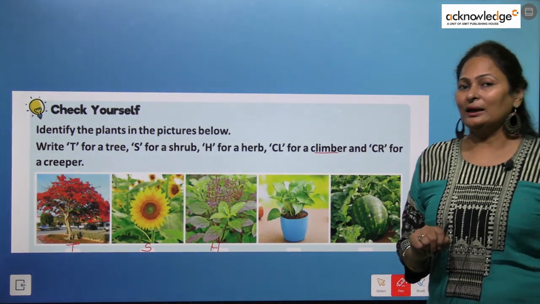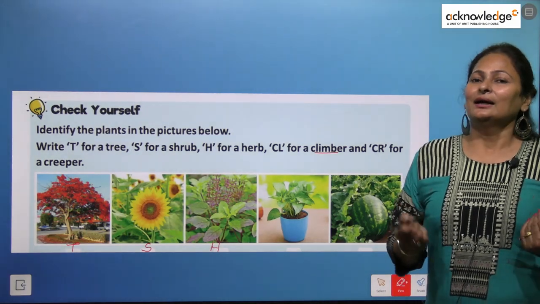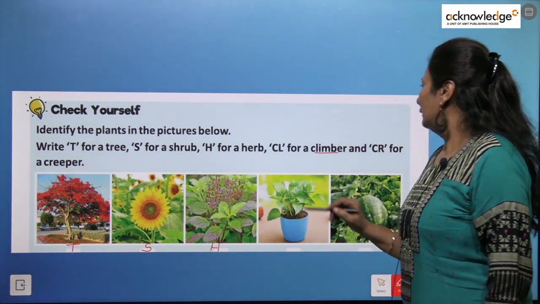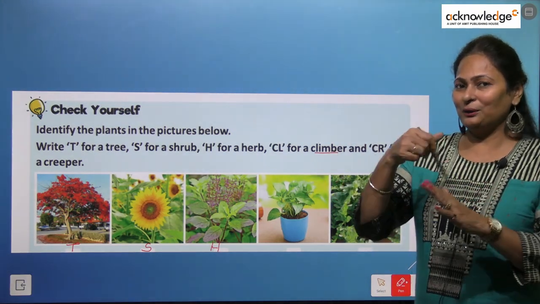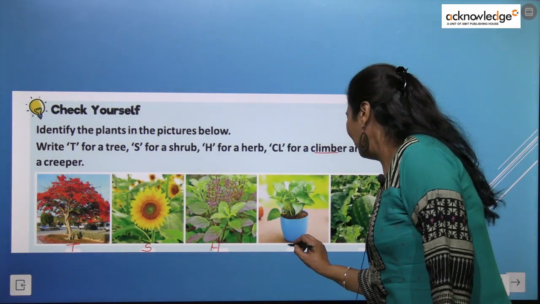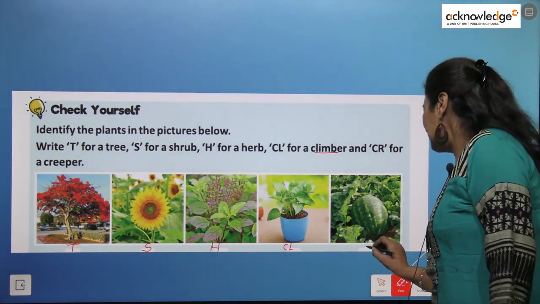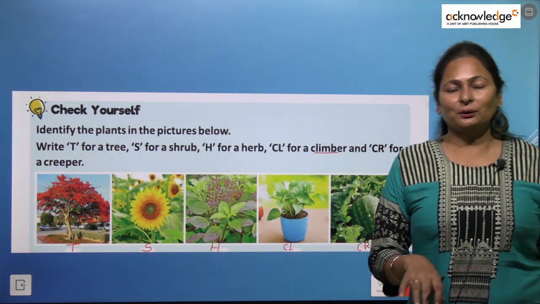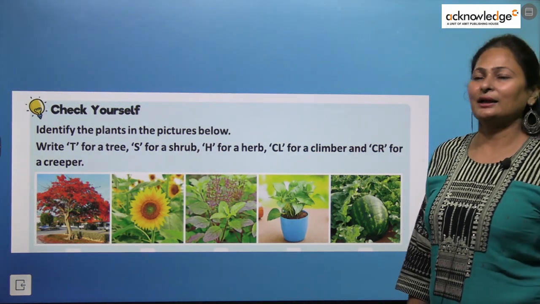It is so weak that it cannot stand straight. It needs support from other things, like the climbers grow along the wall or they grow around the stick, right? So money plant is an example of climber. So we will write down CL here and it is creeper. Creeper, again small plants, they grow along the ground, right? Have you understood, kids? Good.